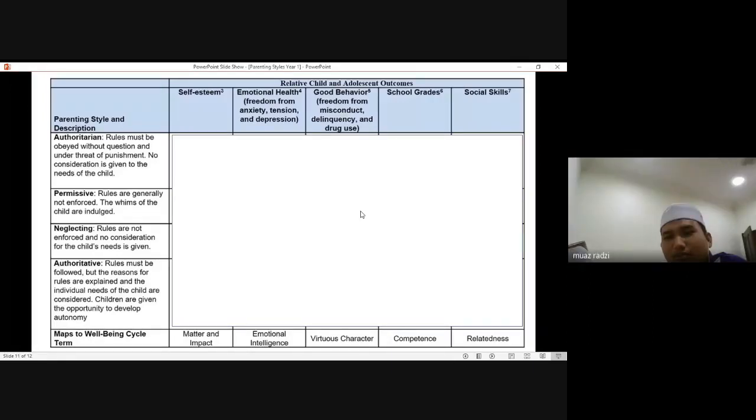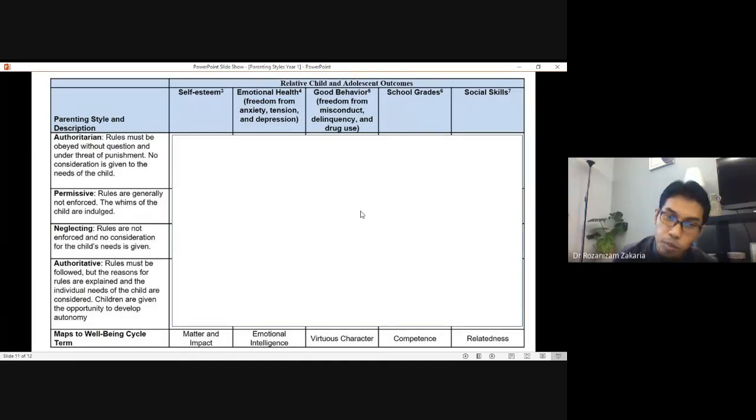So Doctor, doesn't being supportive cause high self-esteem? High self-esteem, that's what I said. It can be both positive and negative. It depends on what kind of support they give. Okay, authoritative is positive.